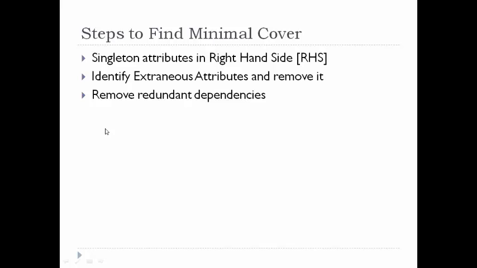Now, we move into finding the minimal cover. We have three steps in finding the minimal cover. The first step is to decompose all the right hand side attributes into singleton attributes. That is, there should not be more than one attribute on the right hand side. If that is the case, decompose all the functional dependencies.